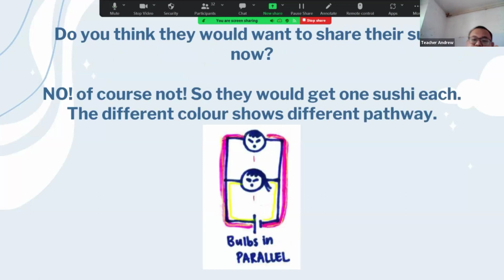So do you think they want to share their sushi? No, of course not, because they get one sushi each. And the different colors, the pink and the yellow, show a different pathway. So they weren't going to share with each other, because I have one plate, you have one plate, you sit there, I sit here. So that's why you can see that for a parallel circuit, all of them get an equal share of one plate instead of half of it.